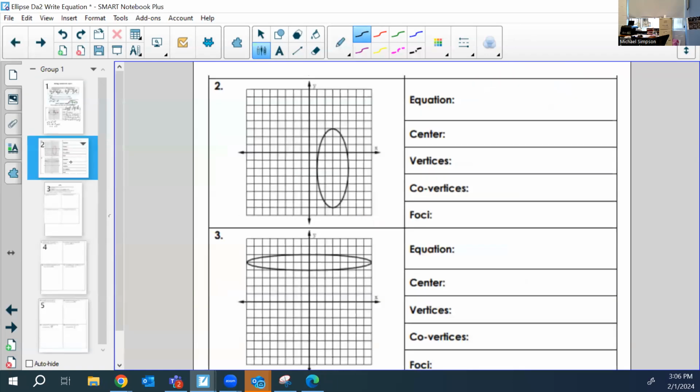Again, I'm not going to do all of these. I'm just going to do one more, and then you guys can do the rest. I'll post a key on Canvas, right? You guys can follow along. Number 2. Okay, look at number 2.